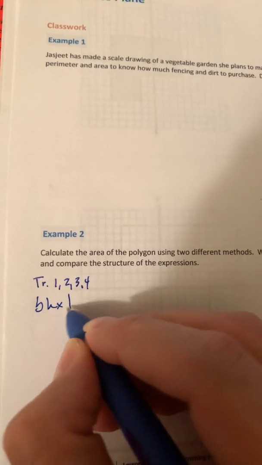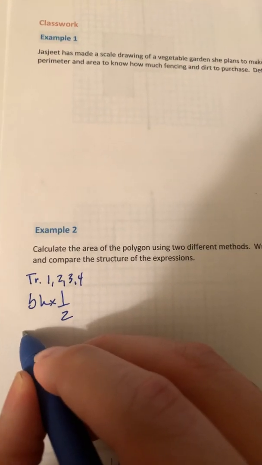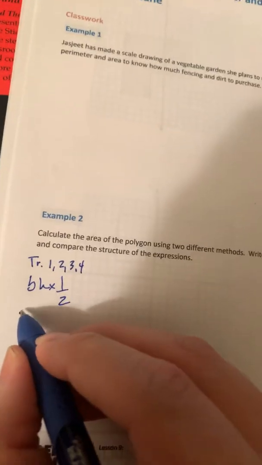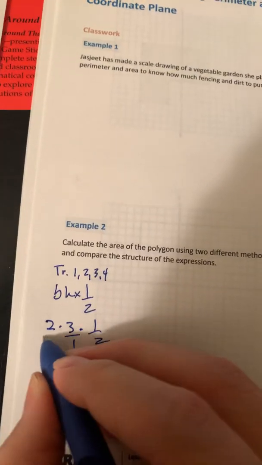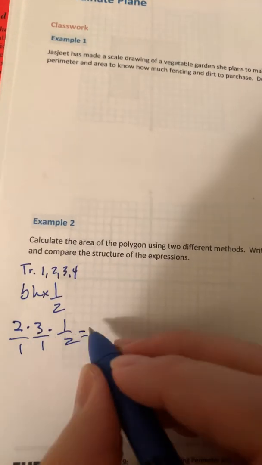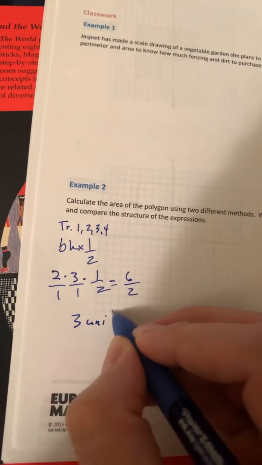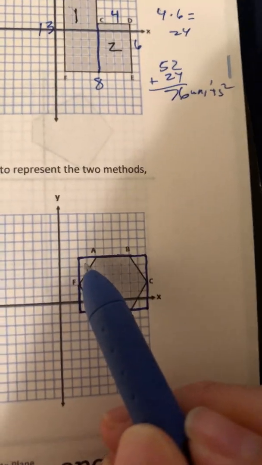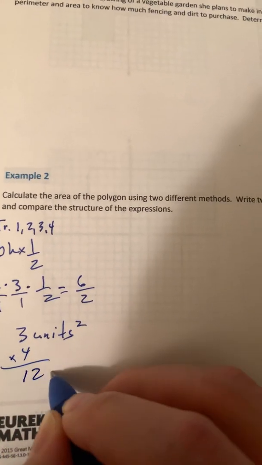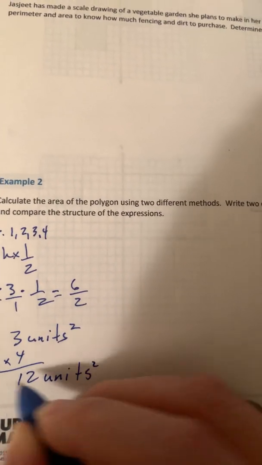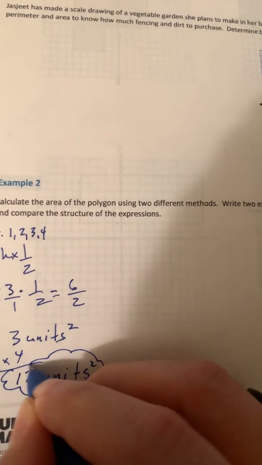Base times height times 1/2. We said that the base was, double checking, 1, 2. Okay, and the height was 3. I memorized that. Multiply across, 2 times 3 is 6. Divided by 2 is 3 units squared. And I'm not finished. How many triangles do I have that are white? 1, 2, 3, 4. So I'm going to multiply by 4. So the area of the 4 triangles together is 12 units squared.